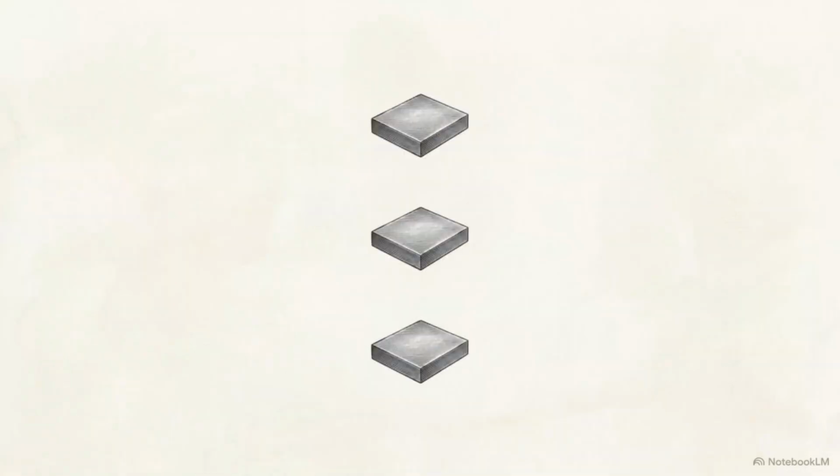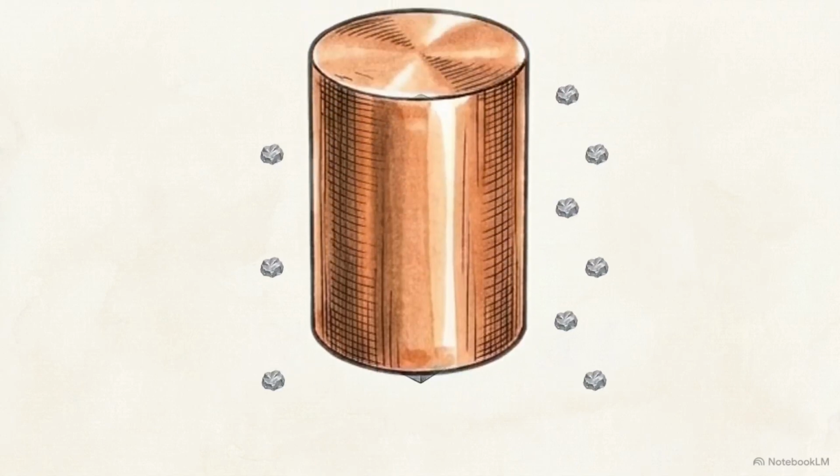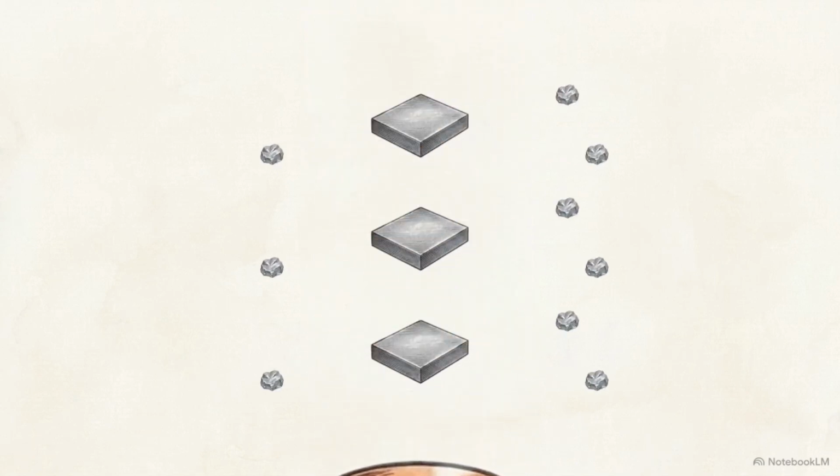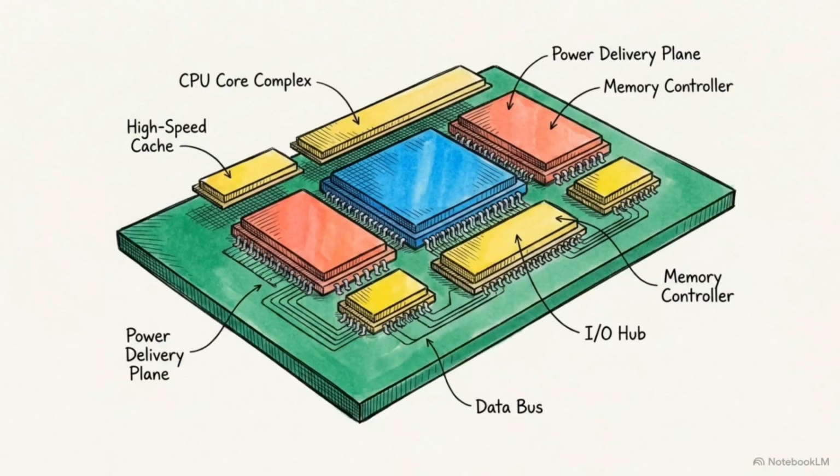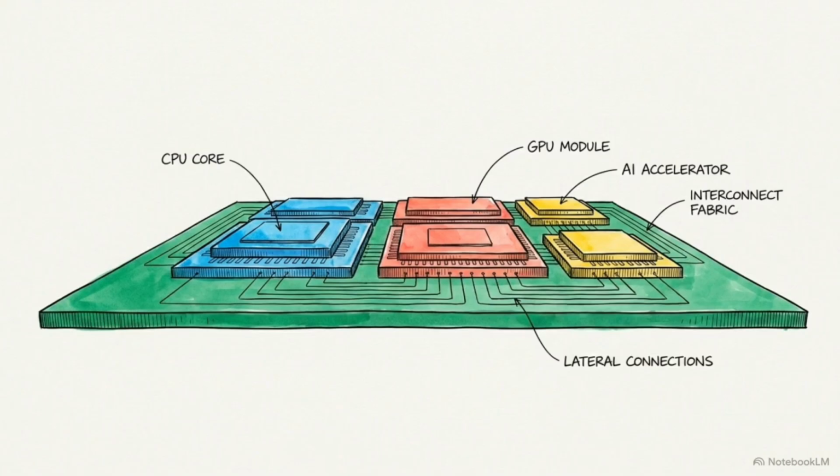To bypass these limits, the industry currently uses through-silicon vias. These are tiny copper pillars drilled through the silicon to connect different chips vertically, but these pillars are massive compared to a transistor. Drilling them is expensive, mechanically stressful for the chip, and takes up space that could otherwise be used for computing. We also use 2.5D packaging, placing specialized chiplets side by side on a shared base. This speeds up communication, but it doesn't solve the core issue. The components are still sitting on a flat plane.